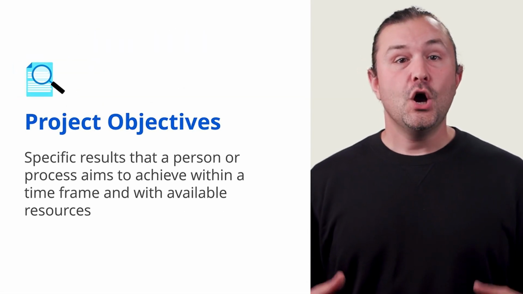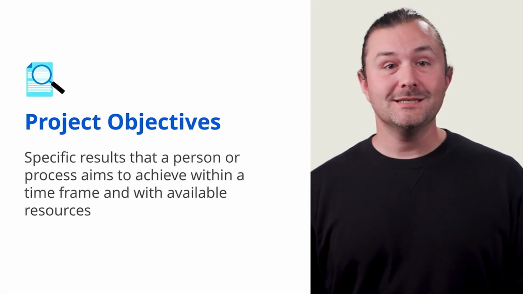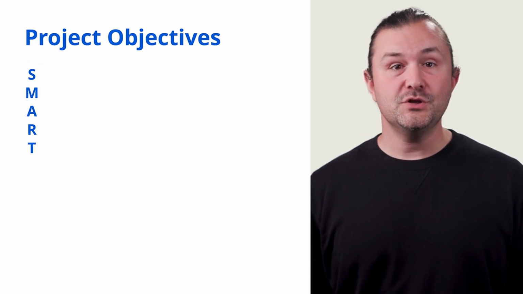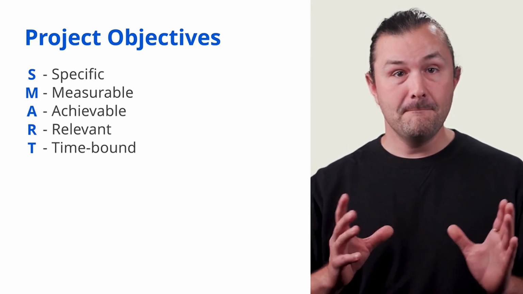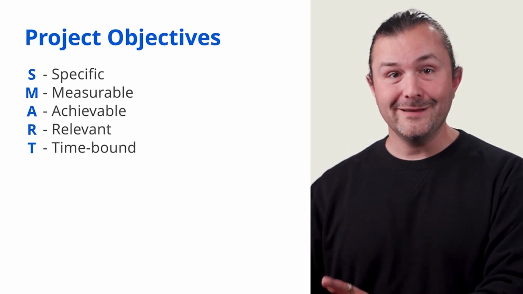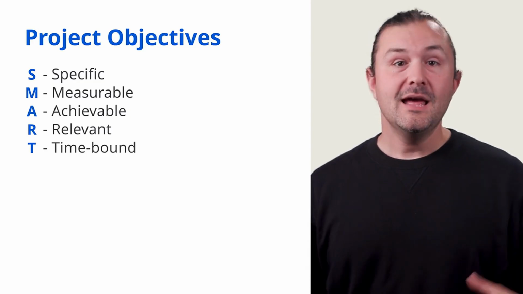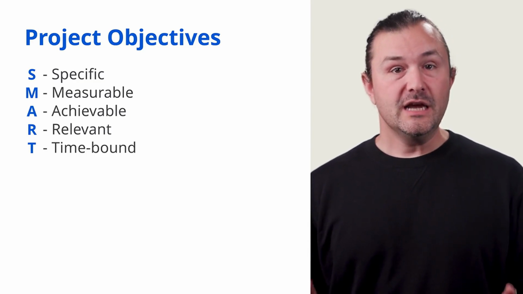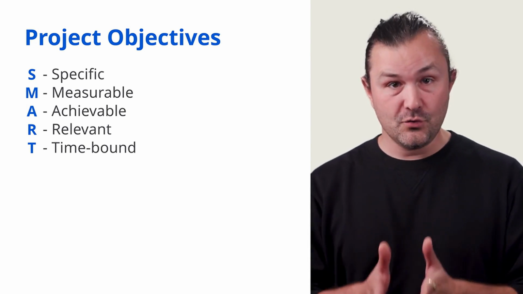Project objectives are specific results that a person or process aims to achieve within a time frame and available resources. Project objectives should be SMART, which stands for specific, measurable, achievable, relevant, and time-bound. This framework helps you create objectives that are clear and actionable, ensuring your project stays on track.